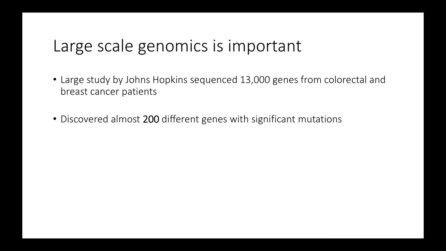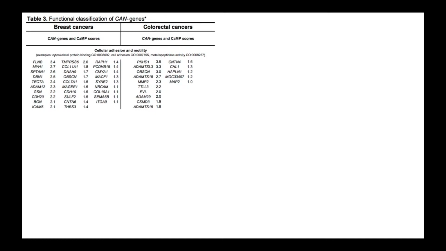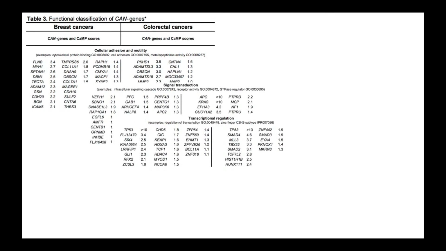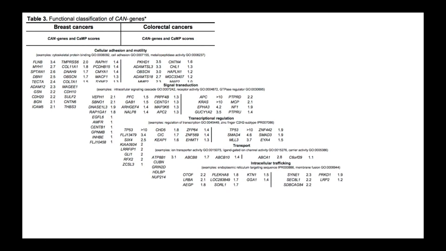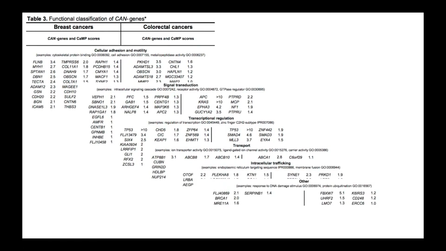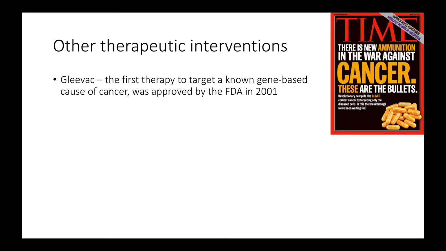Another study, which took place on an even larger scale, was done at Johns Hopkins, which sequenced 13,000 genes from colorectal and breast cancer patients. And they discovered almost 200 different genes with significant mutations. They discovered mutations in genes that were involved in cell motility, signal transduction, transcriptional regulation, transport, intracellular trafficking, and many other mechanisms. These genomic studies have produced other treatments as well.